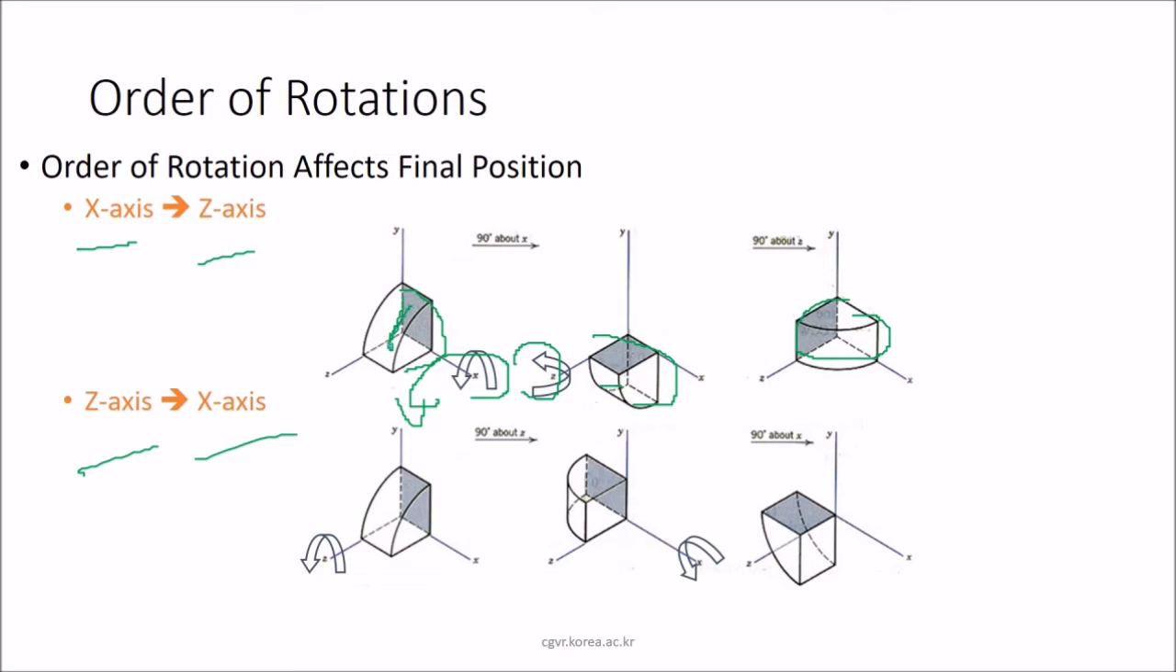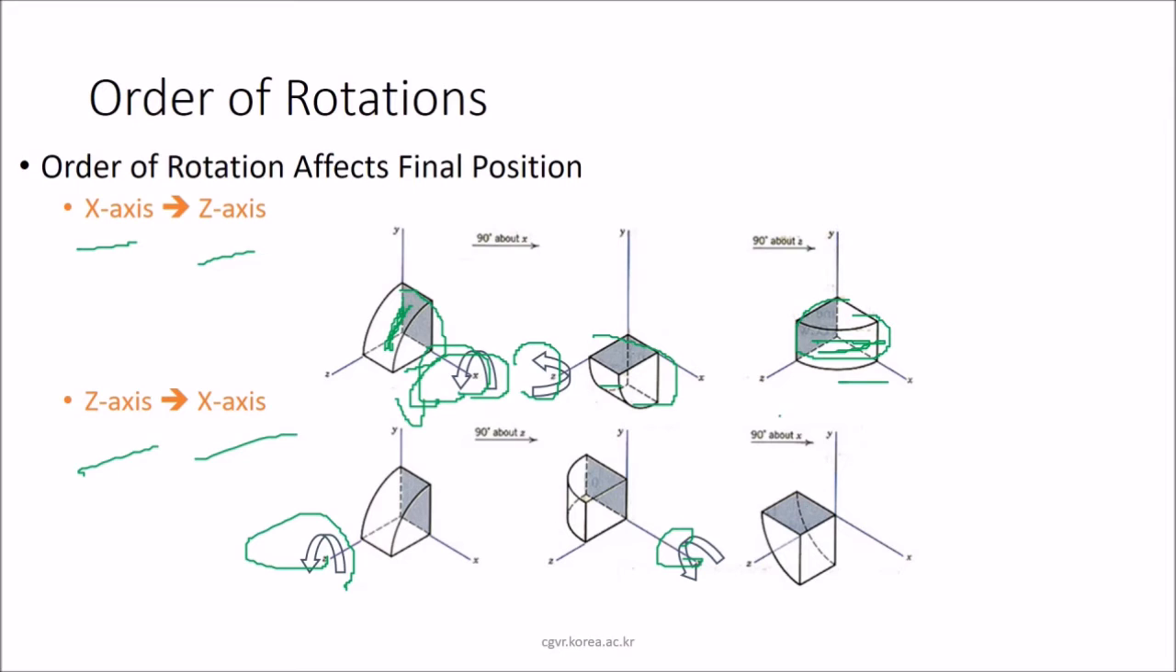Now see, this is the curved surface. Once you achieve the final position, when you rotate it around x and then around z, the curve is here. So the final position is changed. In the same way, if you rotate around z and then rotate around x.